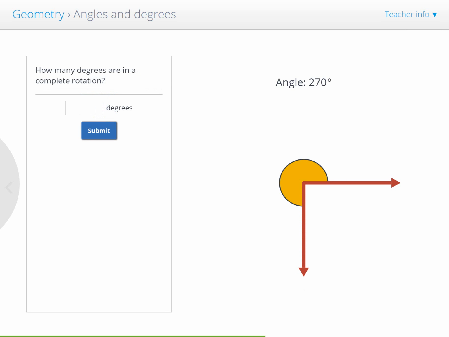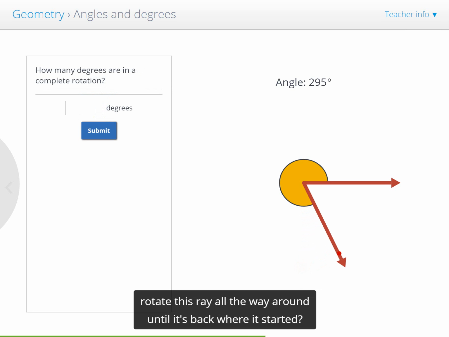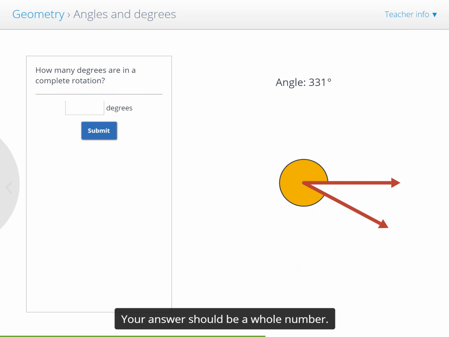Well done. So now how many degrees are in a complete rotation, meaning you rotate this ray all the way around until it's back where it started? Your answer should be a whole number.